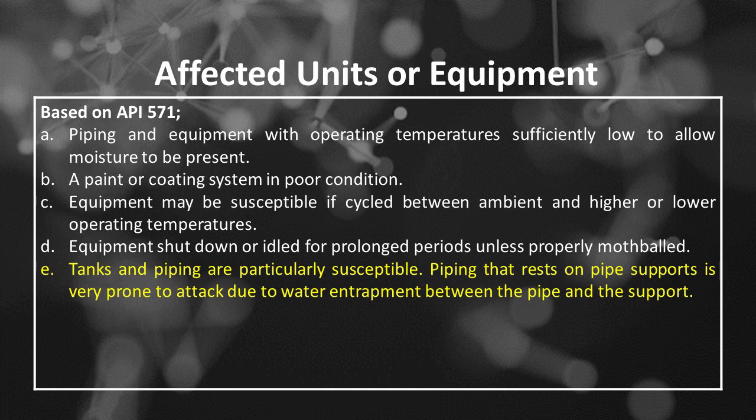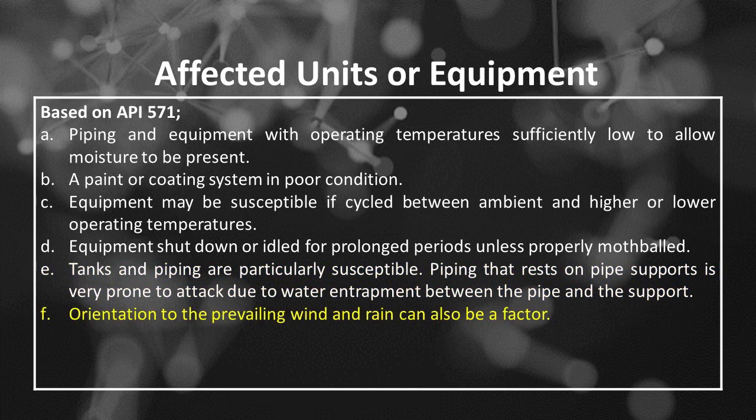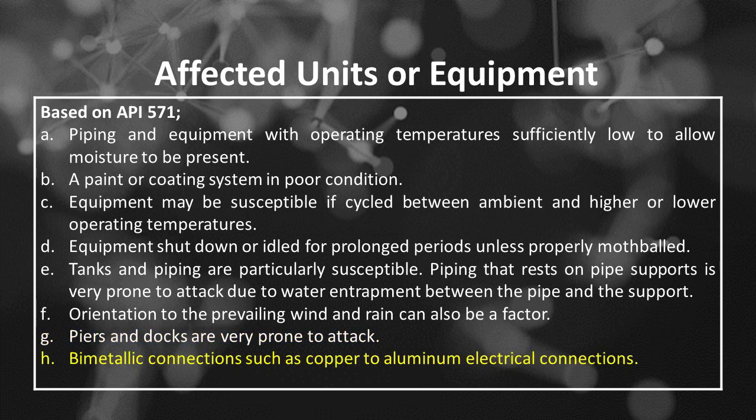Number E. Tanks and piping are particularly susceptible. Piping that rests on pipe supports is very prone to attack due to water entrapment between the pipe and the support. Number F. Orientation to the prevailing wind and rain can also be a factor. Number G. Piers and docks are very prone to attack. Number H. Bimetallic connections such as copper to aluminum electrical connections.